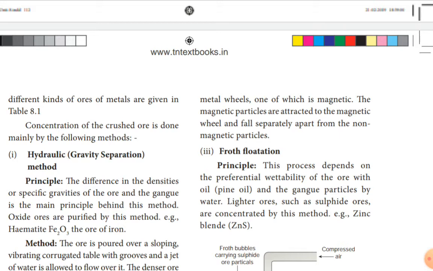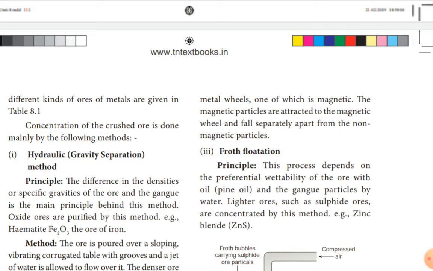Then froth flotation. What is the basic principle of froth flotation? That is the wettability of the ore with the pine oil and gangue with the water. So the lighter ore like a sulfide ore, galena, iron pyrite, zinc blende, these ores can be separated using this froth flotation, and the impurities, which are heavier, settle at the bottom of the froth flotation tank, that can be removed. Next, chemical method.